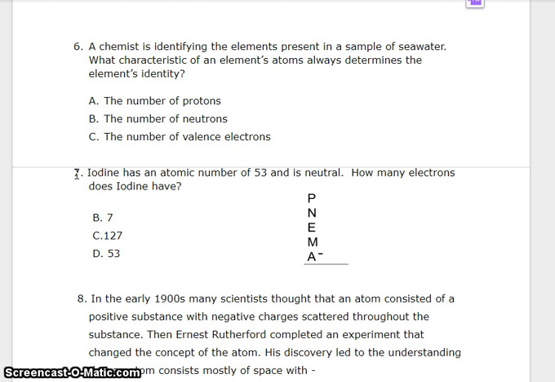Number 7. Iodine has an atomic number of 53 and is neutral. How many electrons does iodine have? Atomic number 53. How many electrons?